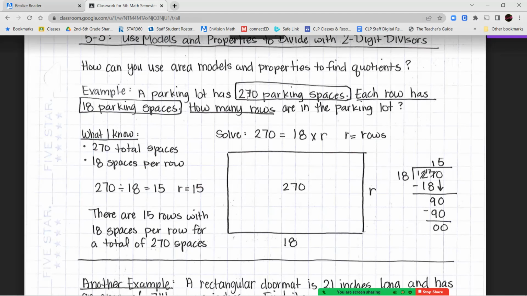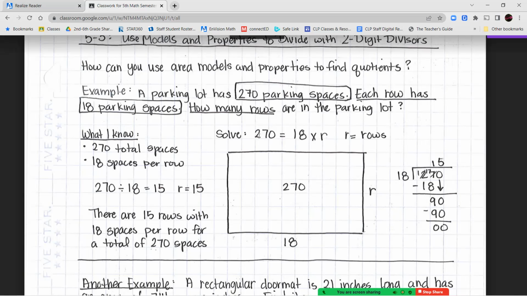A parking lot has 270 parking spaces. Each row has 18 parking spaces. How many rows are in the parking lot? Here you can see I annotated my question, I boxed or circled my numbers, and I underlined important information and what I'm being asked. What I know is there are 270 total spaces, and 18 spaces are in each one of the rows. So I have to figure out how many rows there are.